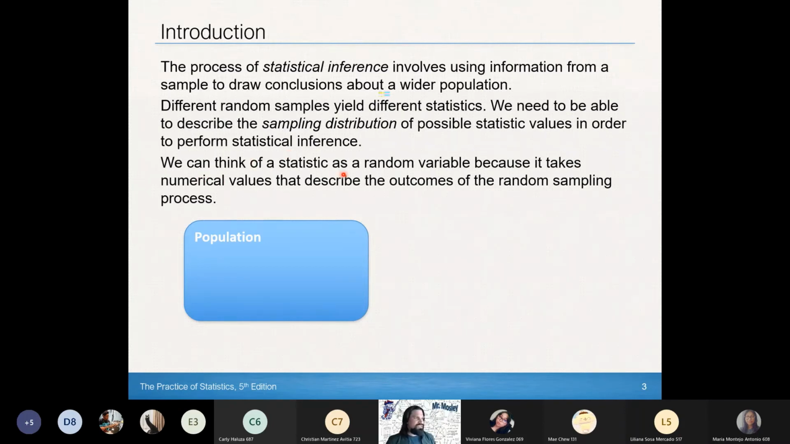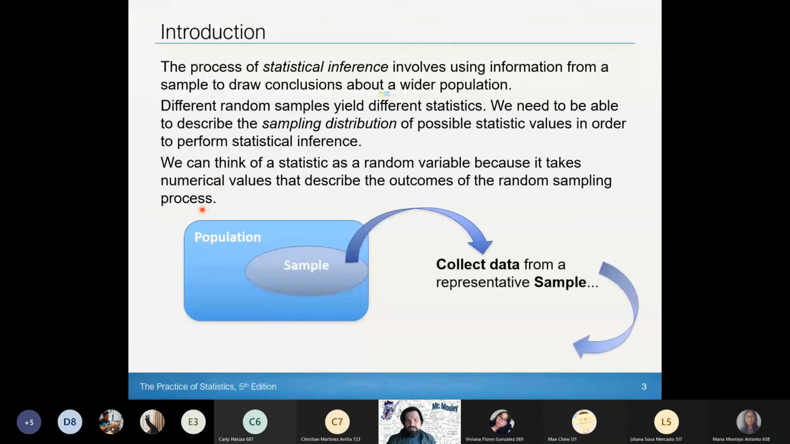Right, we can think of a statistic as a random variable because it takes numerical values that describe the outcomes of the random sampling process. So this is a visual of what sampling is. We sample from the population. A sample is a subset of the population. We collect the data from a representative sample. We make an inference about the population. That's the point.